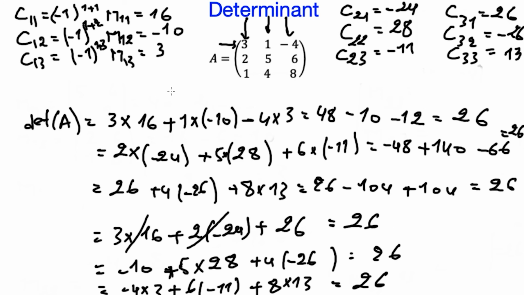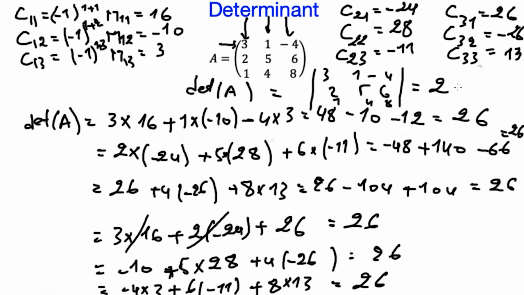So now we get the det of A, which we can note by this notation: 3, 1, minus 4, 2, 5, 6, and 1, 4, 8, this bar, which is equals 26. And we will use this determinant and these cofactors later in another example when we talk about the inverse matrix.